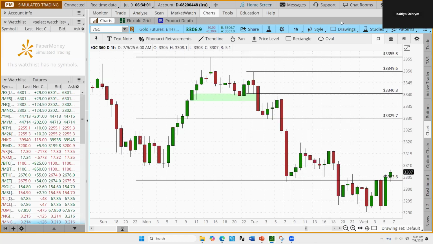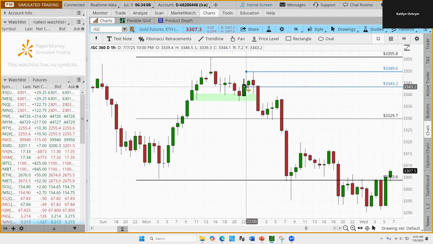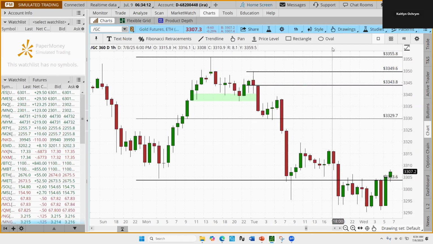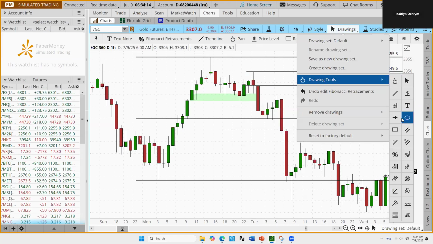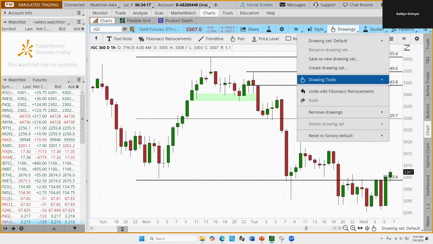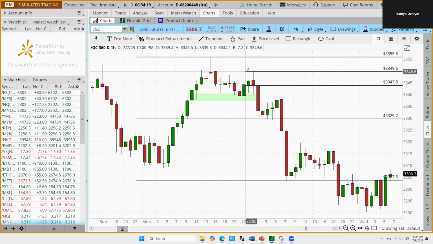Now the zone's pretty large for gold. That's going to be around $900. So to make your zone smaller, I'm just going to bring up that entry line to the close of the red candle. And now I've got a much smaller two candle flip zone that we can set up for today's session. Like that.